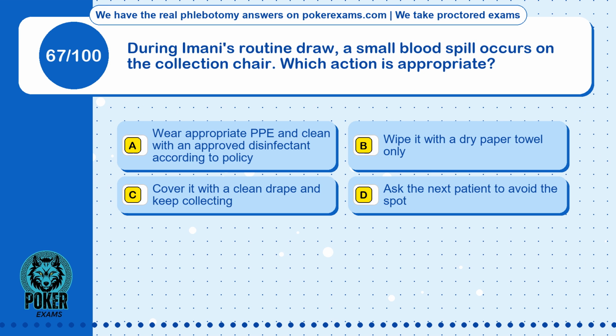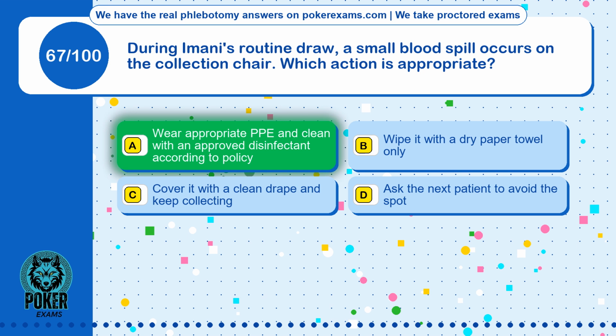Question 67. During Imani's routine draw, a small blood spill occurs on the collection chair. Which action is appropriate? Option A. Wear appropriate PPE and clean with an approved disinfectant according to policy. Option B. Wipe it with a dry paper towel only. Option C. Cover it with a clean drape and keep collecting. Option D. Ask the next patient to avoid the spot.